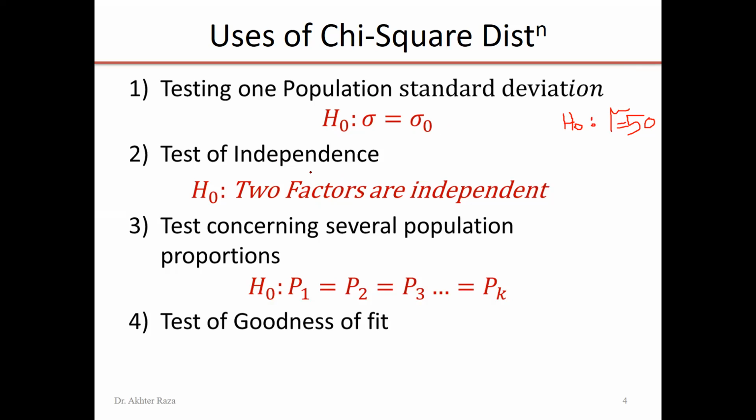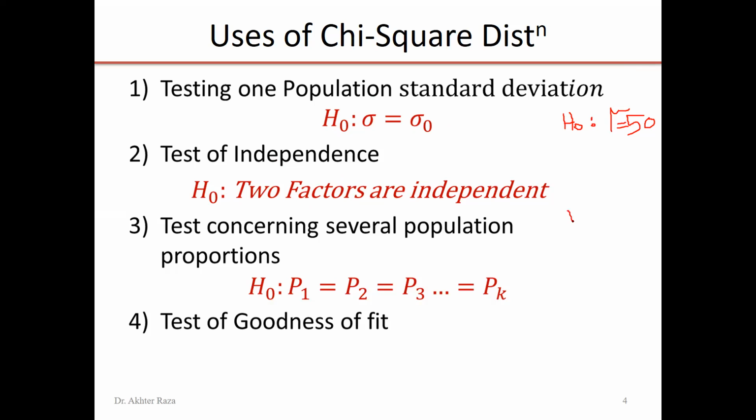Factors means the qualitative variables. So if we have two qualitative variables and we want to check the independence in those two qualitative factors, that can be checked by using the test of independence.